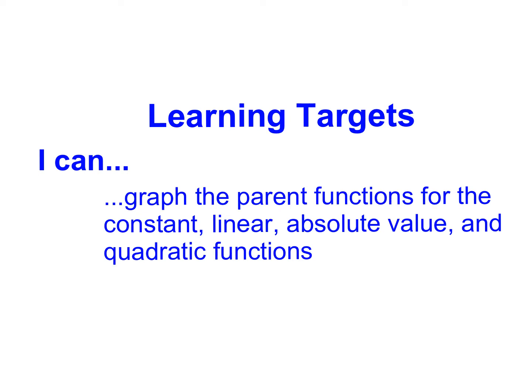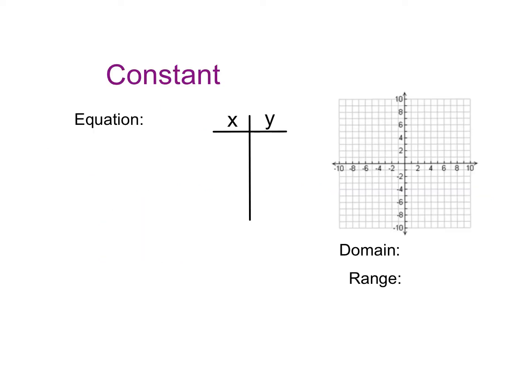So in this video, we're going to graph the parent functions for 4 different functions, including the constant function, the linear function, the absolute value function, and the quadratic function. So for each parent function, we're going to identify the equation, a table of values. We're then going to use that table of values to graph, and we will then identify our domain and our range. So to start, let's take a look at the constant function.